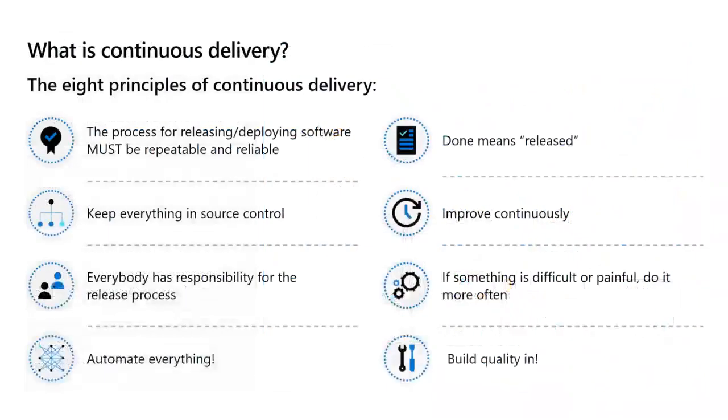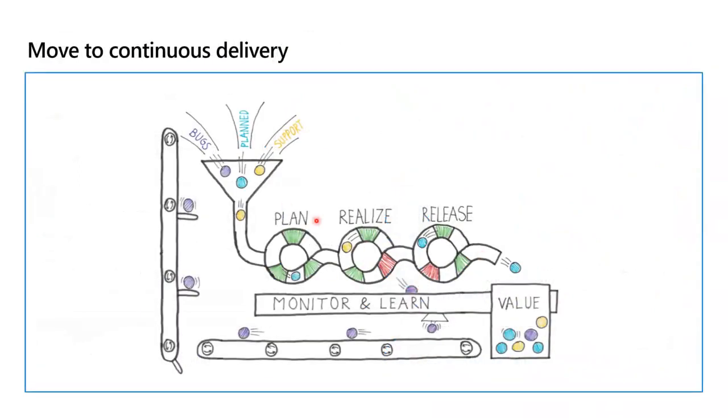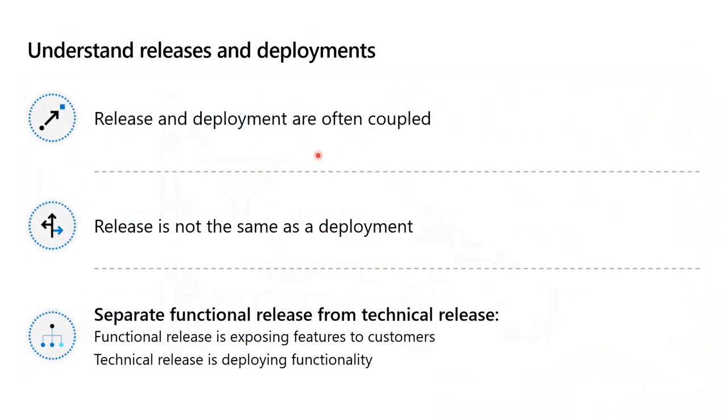So what is continuous delivery? First of all, there are some principles. The process for releasing or deploying software must be repeatable and reliable. So once we have automated that process, it will only be executed. We want to keep everything in source control systems. Everybody has responsibility for the release process. We want to automate everything. Done means released. We want to improve continuously. And if something is difficult or painful, do it more often and build quality in. So basically, we want to fully automate the process. Release and deployment are often coupled.